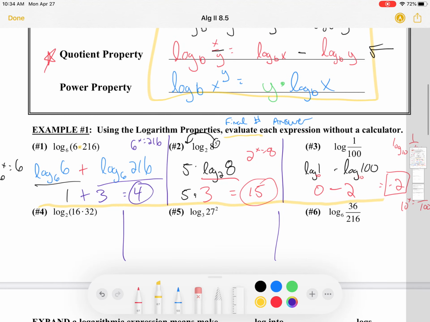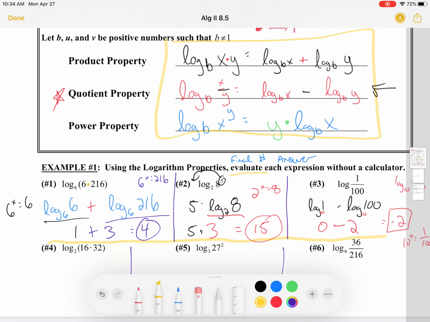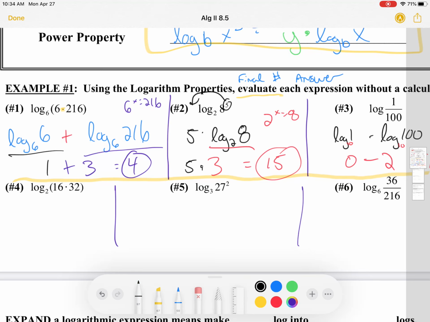So number 4, we are multiplying here. When we pull those apart, look at the product property up here. When you pull them apart, you add. So this is log base 2 of 16 plus log base 2 of 32. That's saying 2 to what power is 16? 2 to the 4th is 16. 2 to what power is 32? 2 to the 5th power. I'm still adding between. 4 plus 5, 9.